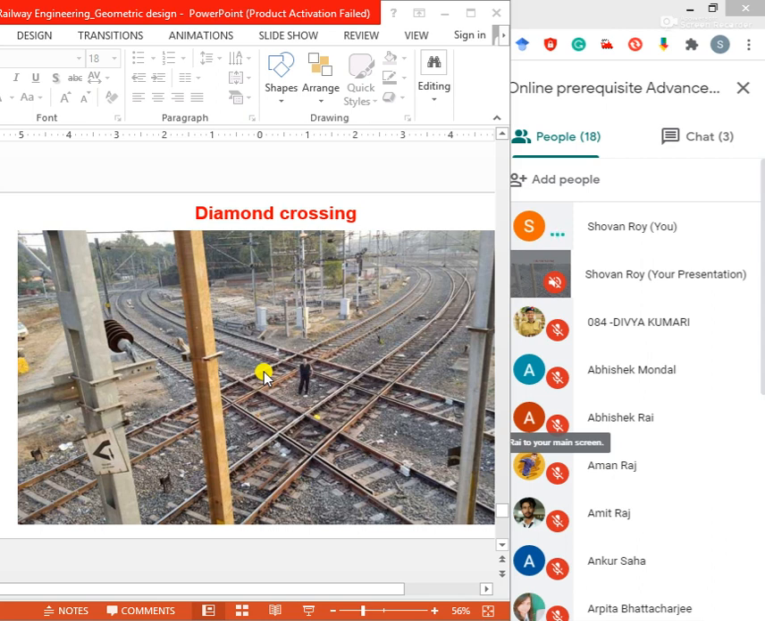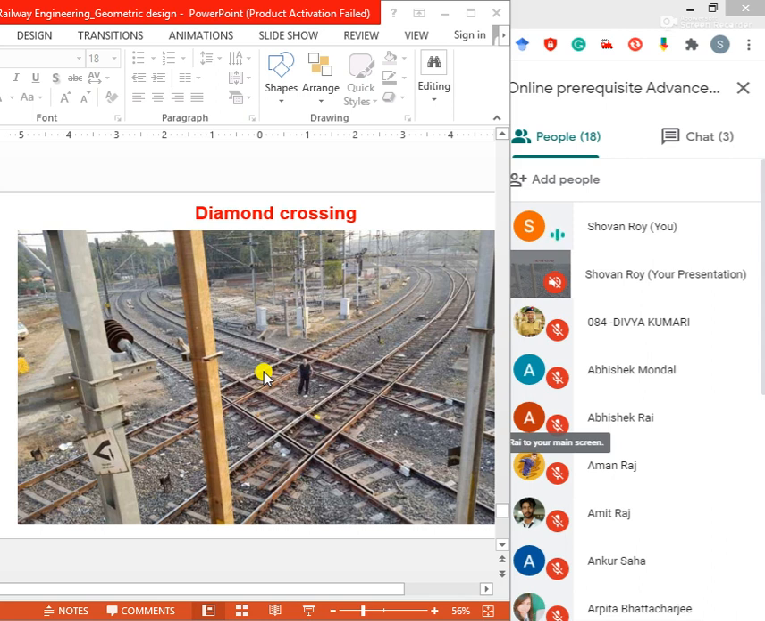Also home. A home signal protects the facing point and is placed at an adequate distance from the outer signal. Starter. A starter signal is also provided on double line section. So there are outer signal, home signal, starter signal.